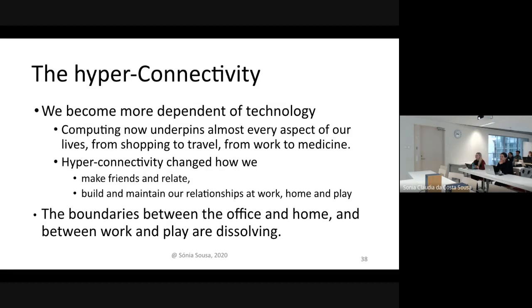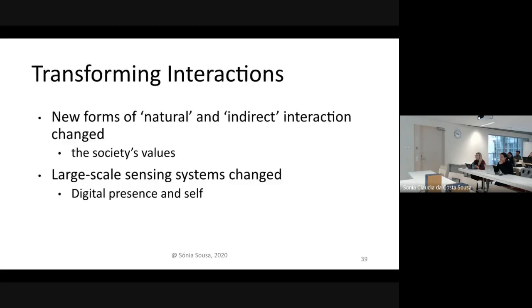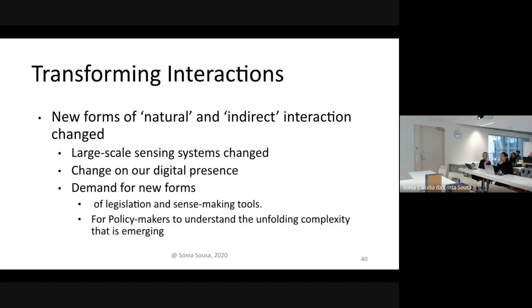The change happens, so we need to realize that. The way we relate is also different. Online dating is a new way of doing it. The way we relate at work is also different, the way we play at work. All of these are transforming the interactions. And we, as designers, design interaction between technology and humans. If we design interactions, then we need to understand society first to design better interactions. And that's it.